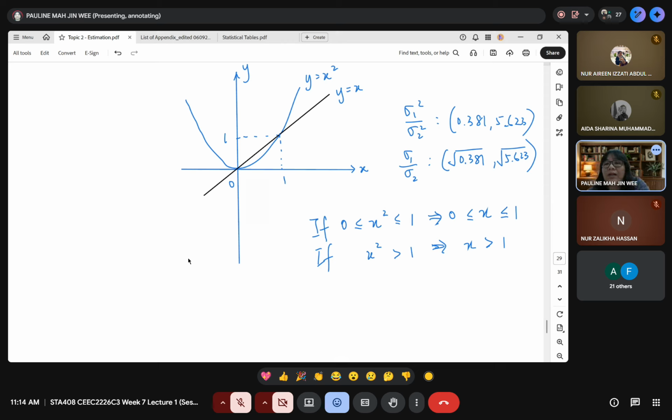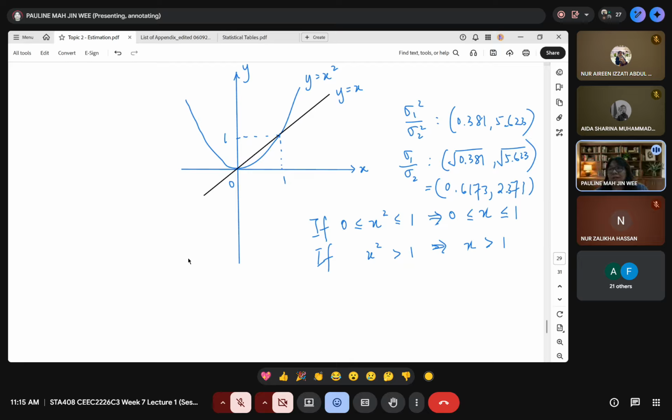It's just that the value that you get for the left-hand side will be larger than this, and the value you get on the right-hand side will be smaller than this. You can calculate now. You press your calculator, and you realize that the square root of 0.381 is actually larger than 0.381 up there. It's 0.61773, whereas the square root of 5.623 is actually 2.371.